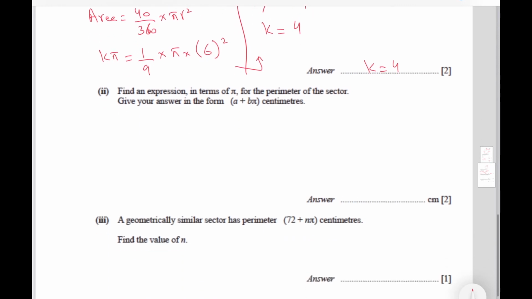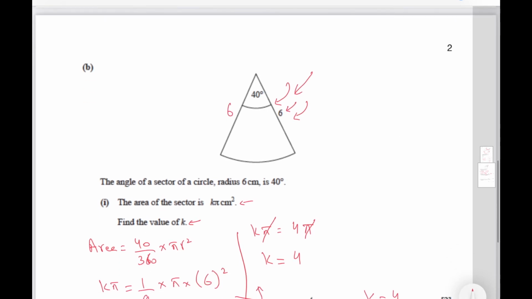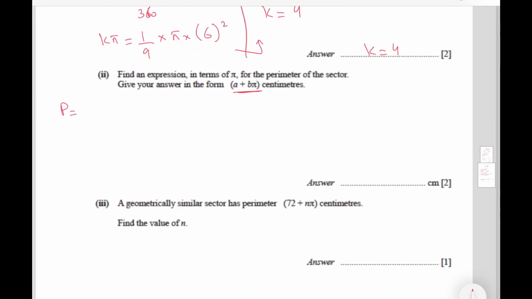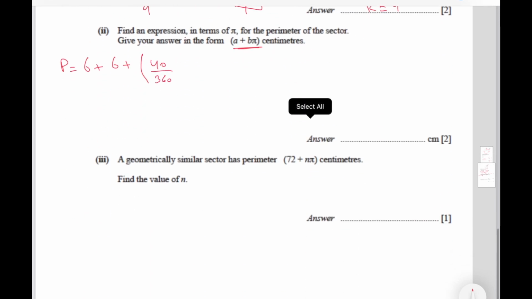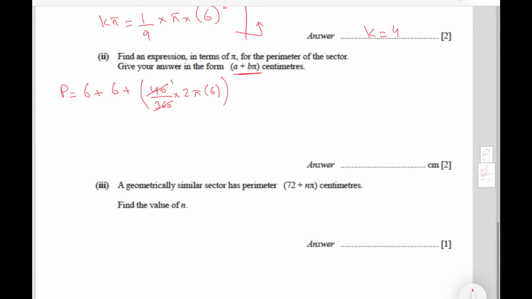The next part says find an expression in terms of pi for the perimeter of this sector. Give your answer in the form a plus b pi. So in order to find the perimeter of this shape, you need to add this, and the length of this side. So the three lengths need to be added. First of all, let's write that the P, the perimeter, is equal to the radius, which is 6, plus another radius, which is 6, plus the circumference of just this part or this arc length, which is going to be 40 over 360 times 2 pi r, which is 6 in this case. You simplify this, you get 1 over 9, you get 9 over here.